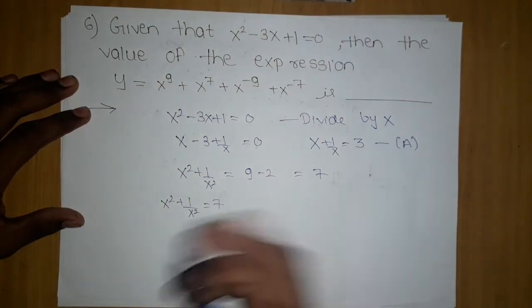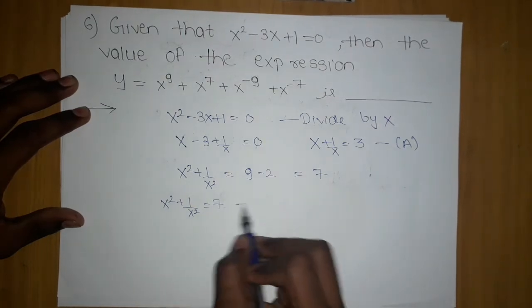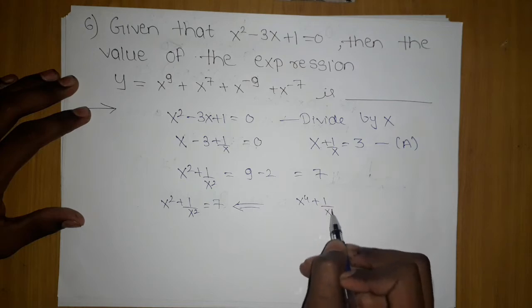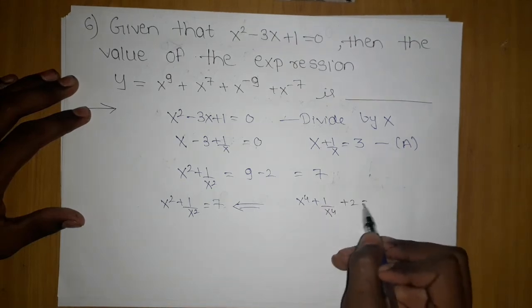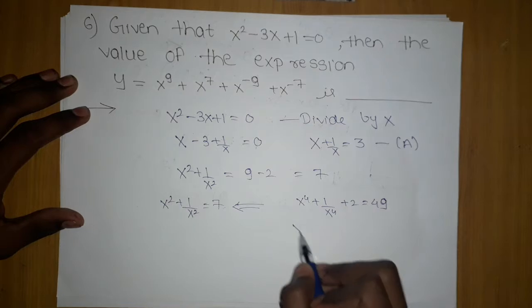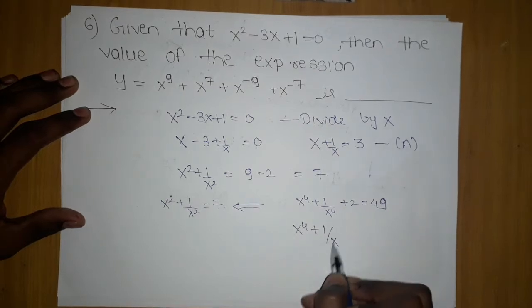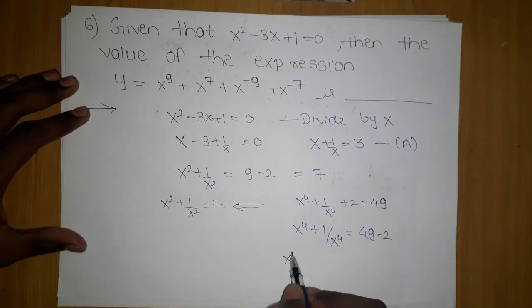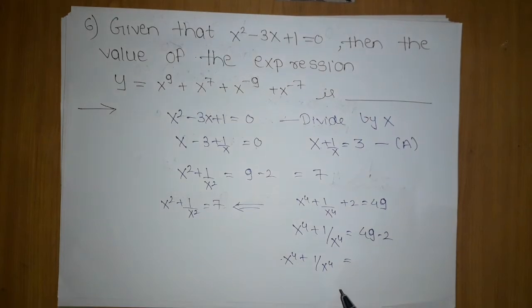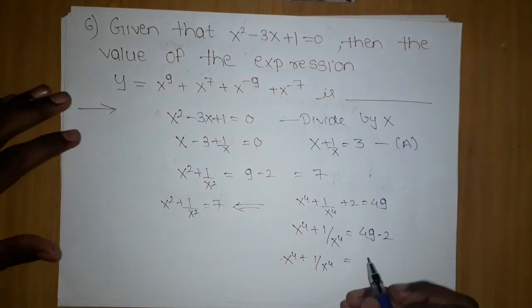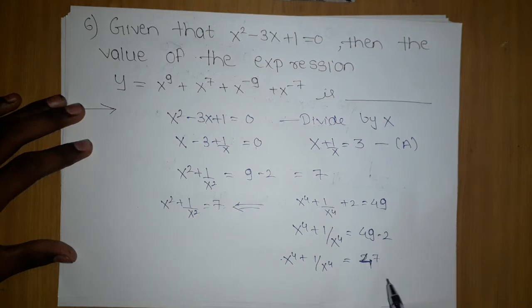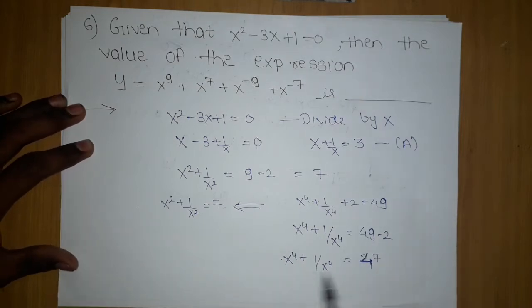Okay, so if I square this again, x to the power 4 plus 1 upon x to the power 4 plus 2 equals 49, right guys? So x to the power 4 plus 1 upon x to the power 4 will be 49 minus 2. Now what are we getting? x to the power 4 plus 1 upon x to the power 4 should be equal to 47. Sorry, I have written 27. 47. Okay, so we got this.